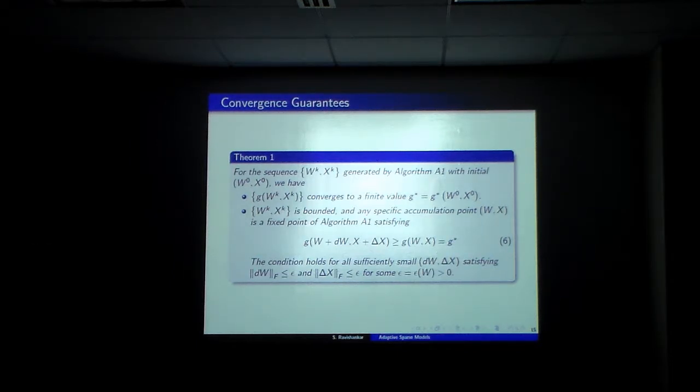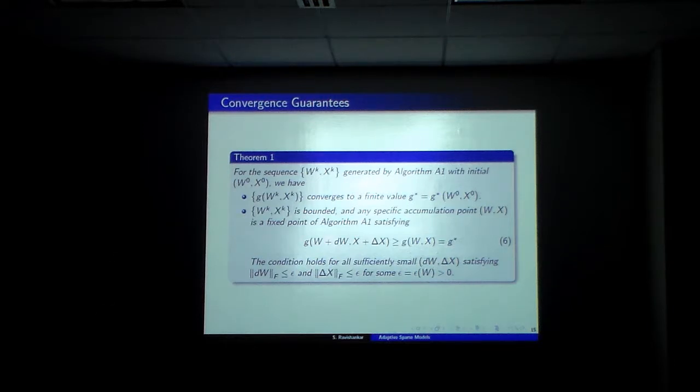You can say that this iterate sequence is bounded, and every accumulation point (w, x) of this sequence is a fixed point of the algorithm, and it satisfies the following local optimality condition. If you take any accumulation point (w, x) and perturb it in a local neighborhood denoted by delta w and delta x, your objective function will only increase. So every accumulation point is a local minimizer of the cost function. And all these accumulation points achieve the same value of the objective, g star, which is the value to which the objective sequence converges.